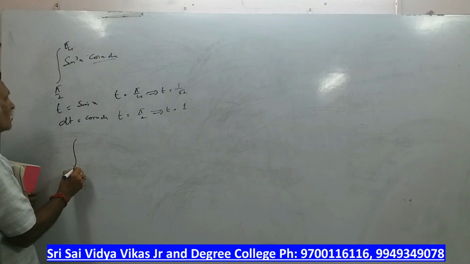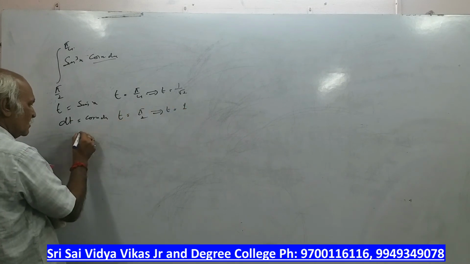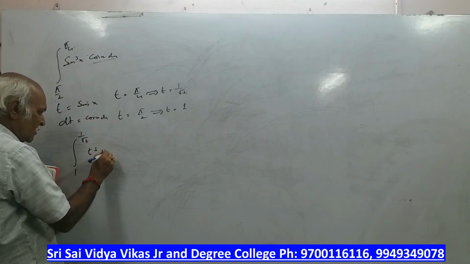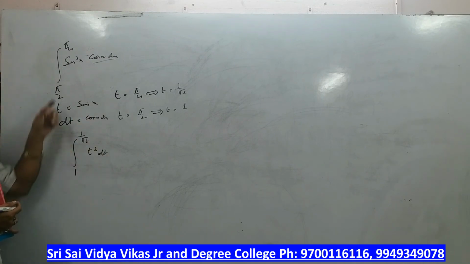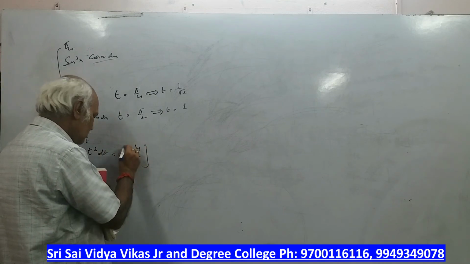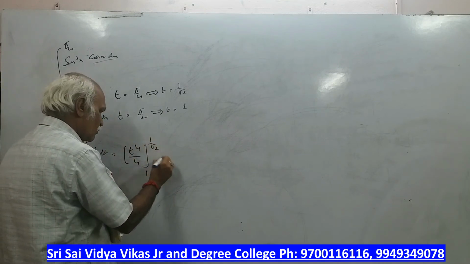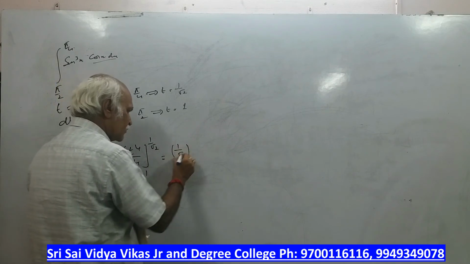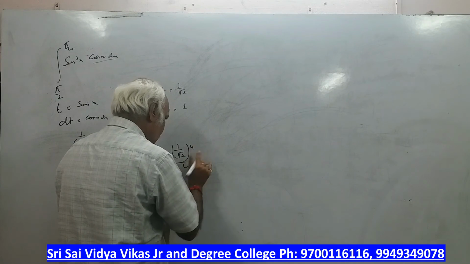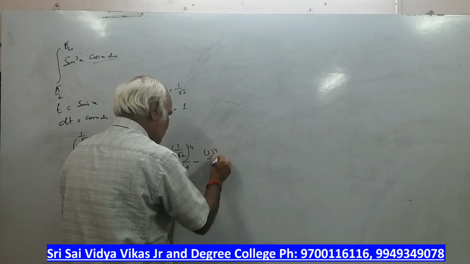So the limits will become 1 to pi by 2, which becomes 1 by root 2. Here sin cube is t cube dt, right? So what I have done, simply replace this. So t cube integrated is t power 4 by 4, from 1 by root 2. So 1 by root 2 whole raised to 4 by 4 minus 1 power 4 by 4.